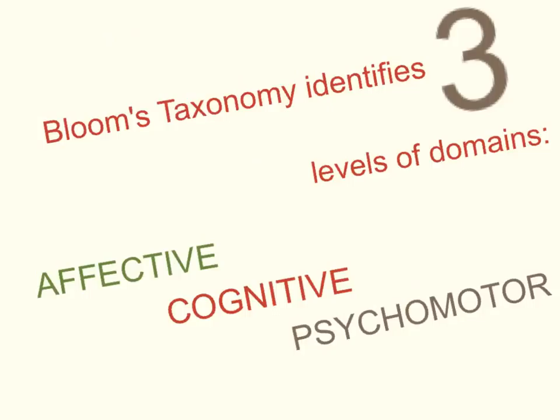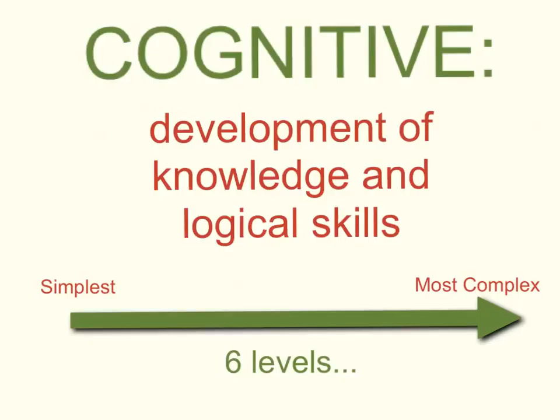Bloom's taxonomy identified 3 domains, including cognitive, affective, and psychomotor. We will be focusing on the cognitive domain in this video. This domain involves the development of knowledge and logical skills. There are 6 levels which are listed from the simplest behavior to the most complex. In this video, I will explain each level and provide a couple examples as to what each level might look like in a classroom.